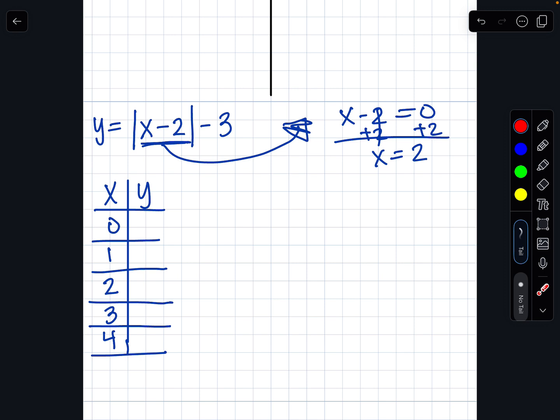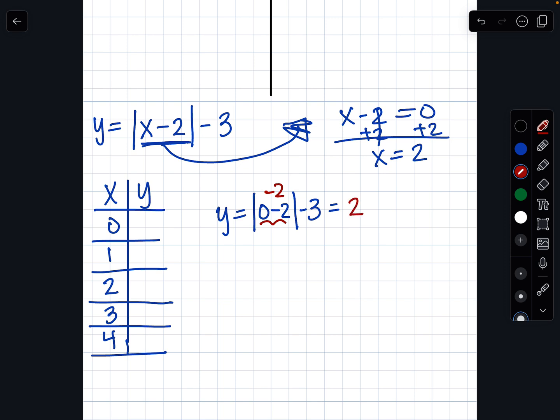Again, now all I have to do is plug those numbers in, okay? So, JC, what's the first number I'm plugging in for x? 0. So I get y equals absolute value of 0 minus 2, and then I'm going to subtract 3, okay? Now, here's where you have to be careful. What is 0 minus 2? If you want to write -2 above that, just to save some space. What's the absolute value of -2? So I get 2 minus 3. What is 2 minus 3? -1. Okay?